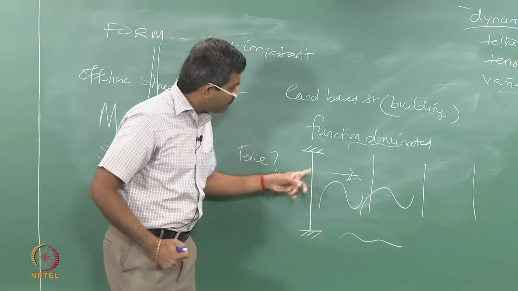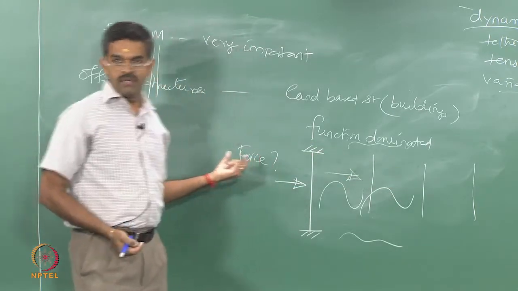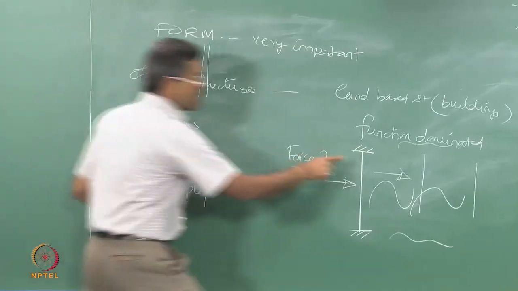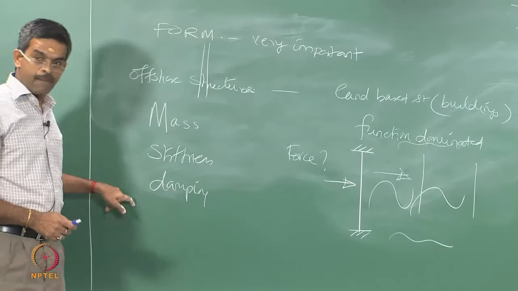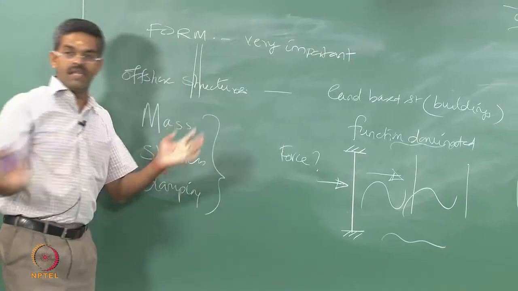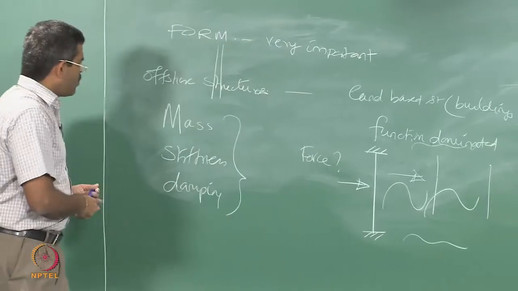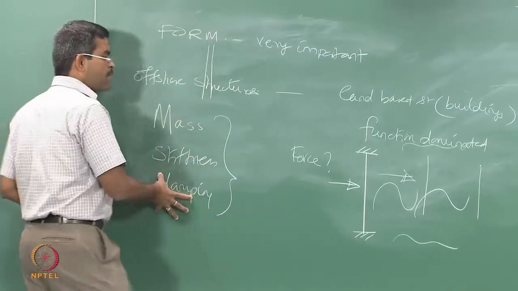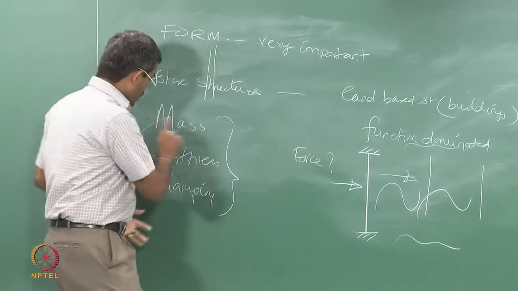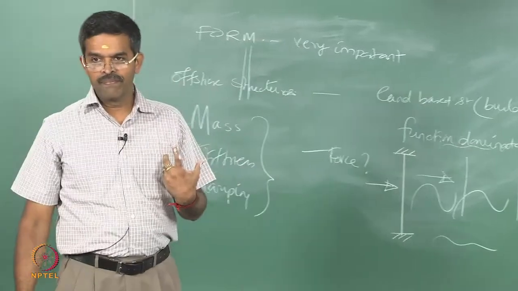So, depending upon the form, the force also is governed, but however, depending on the form, mass, stiffness and damping will very seriously vary, there is no doubt on that. So, you may wonder why we are talking about only 4 elements: mass, stiffness, damping and force. These are called essential characteristics of a dynamic loading.